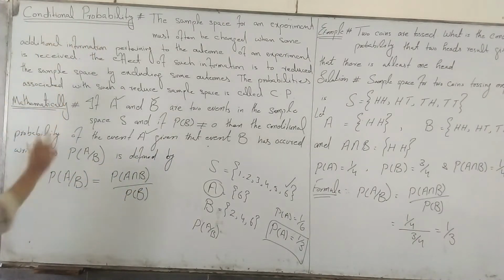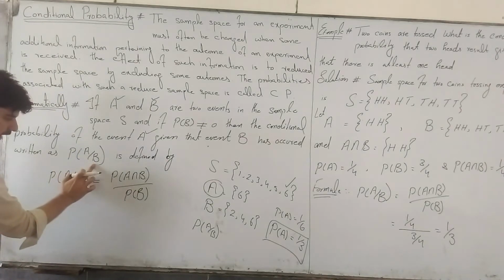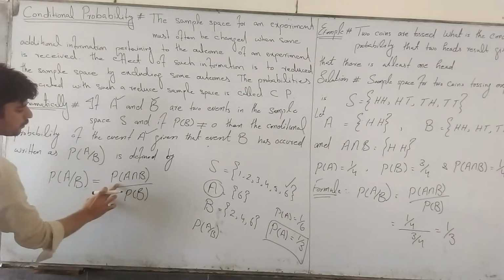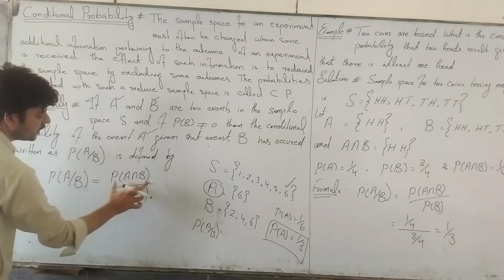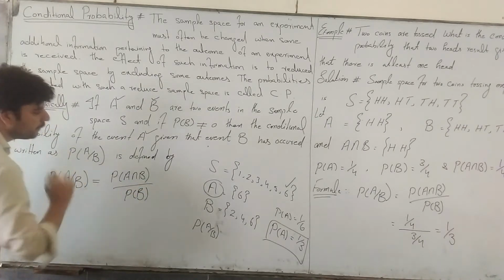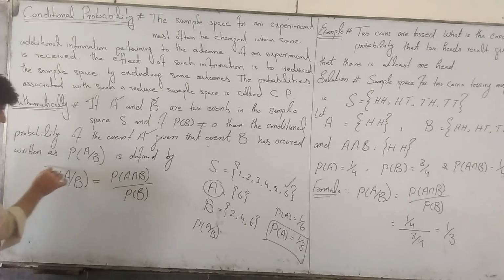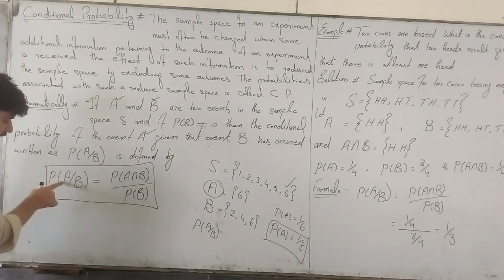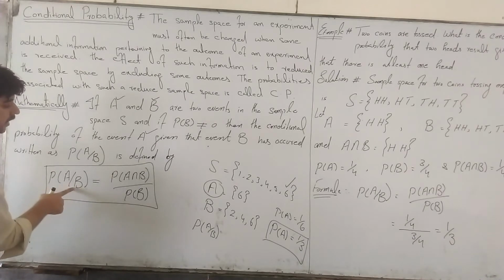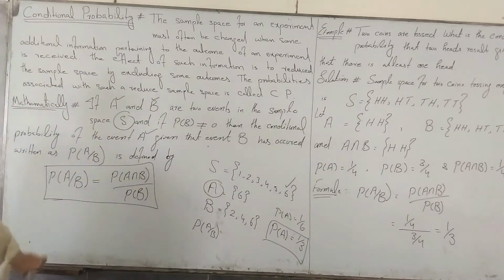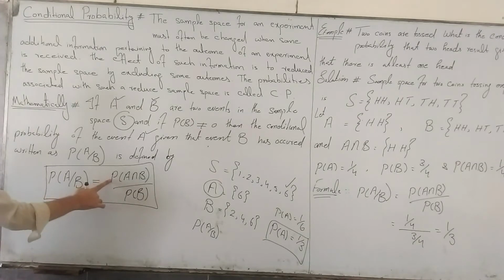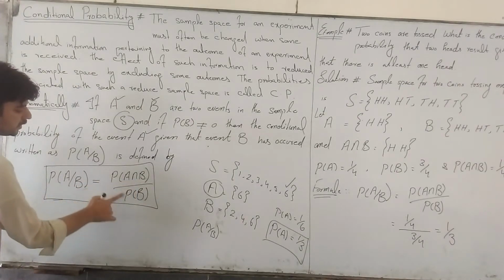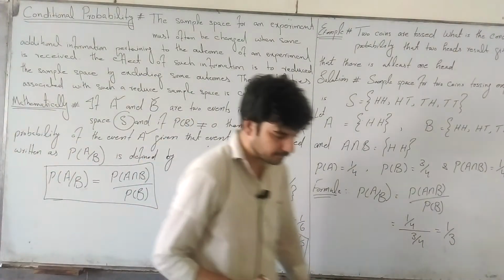Conditional probability is represented by probability of A given B and is equal to probability of A intersection B divided by probability of B. This is the definition for conditional probability. We find the probability of A on the basis of B, not the whole space S. So, probability of A given B is equal to probability of A intersection B whole divided by probability of B.